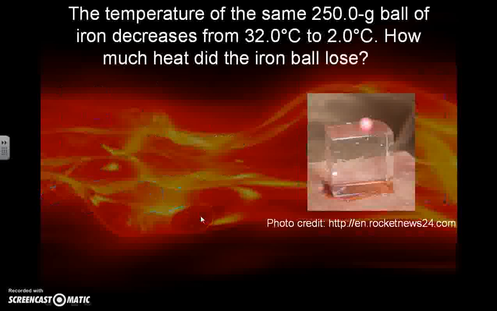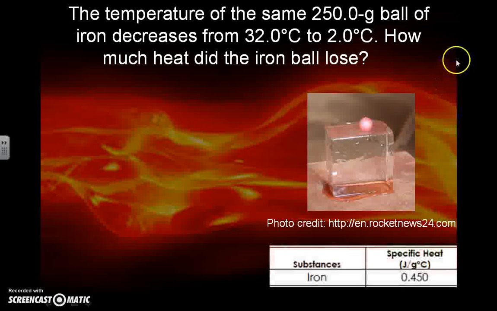Let's take a look at the same kind of problem, but in reverse. This time we have the temperature of the same 250 gram ball of iron being decreased from 32 degrees Celsius to only 2 degrees Celsius. How much heat did the iron ball lose? Well, let's take a look at how to solve this one. Okay, keeping in mind we're still going to need the specific heat of iron. We're going to start with the same formula, and as long as we're loyal to the rules of the formula, we will get a correct answer.